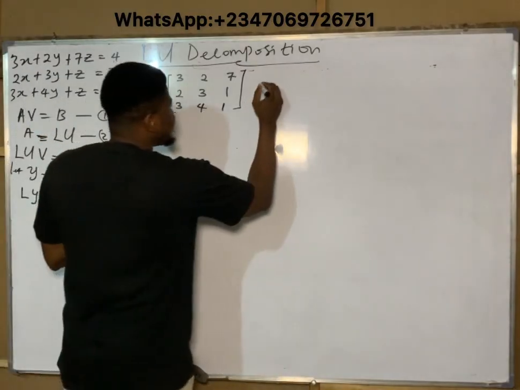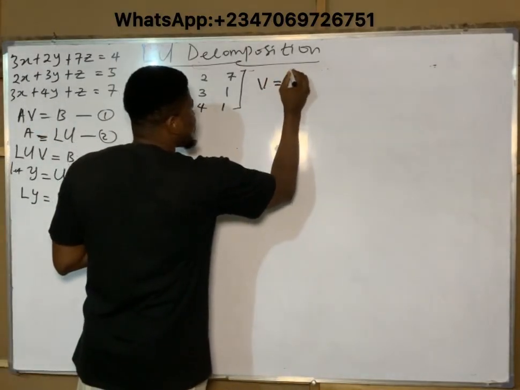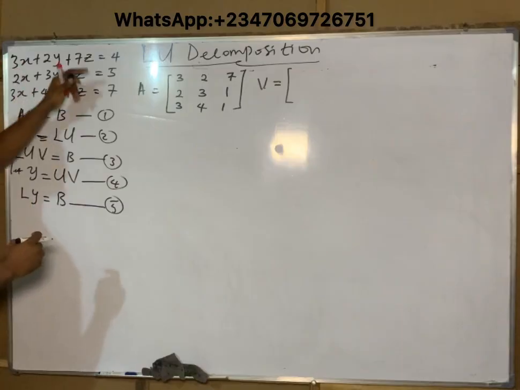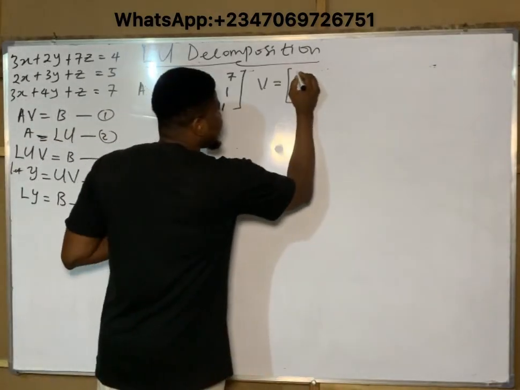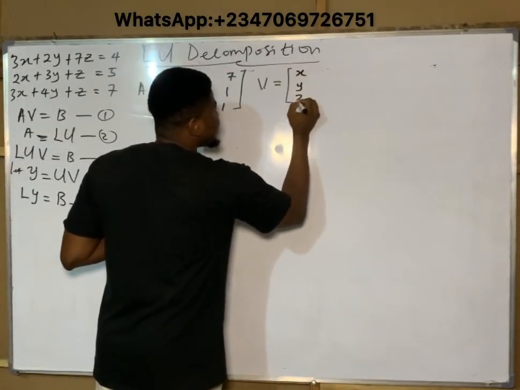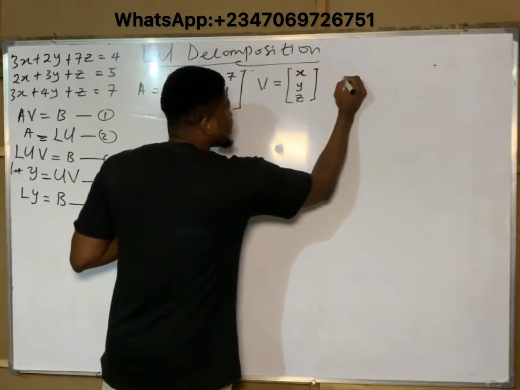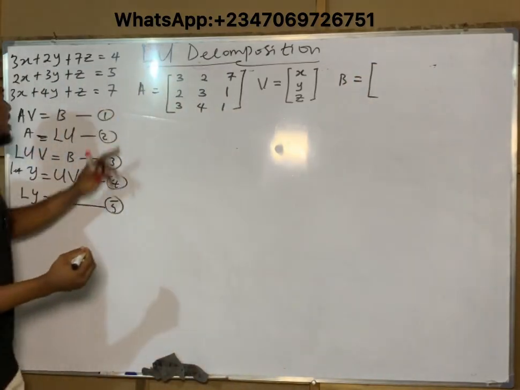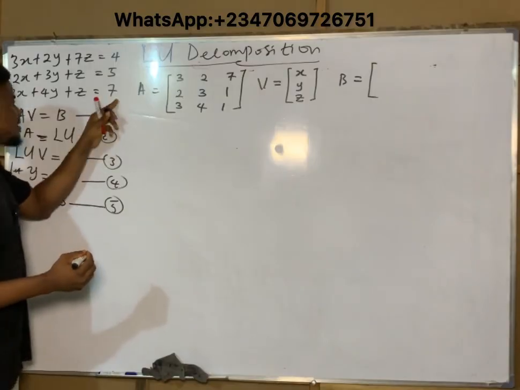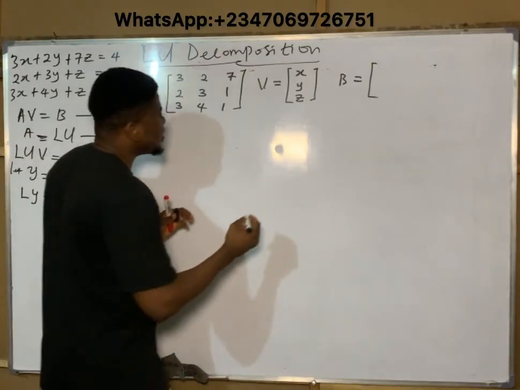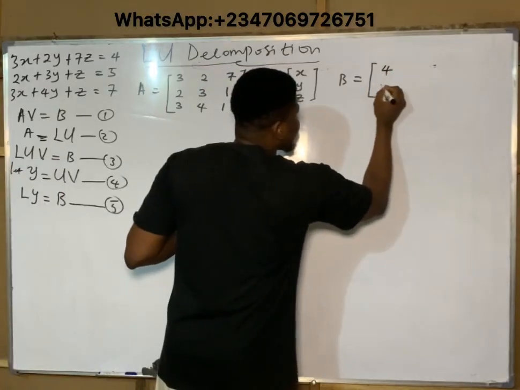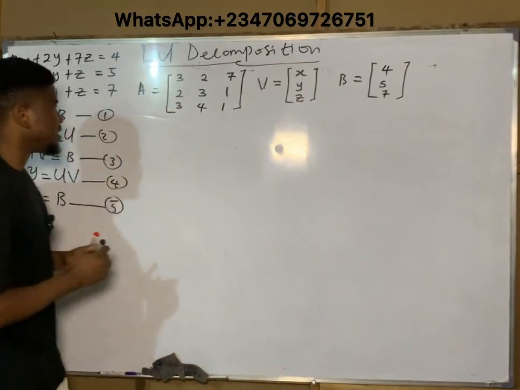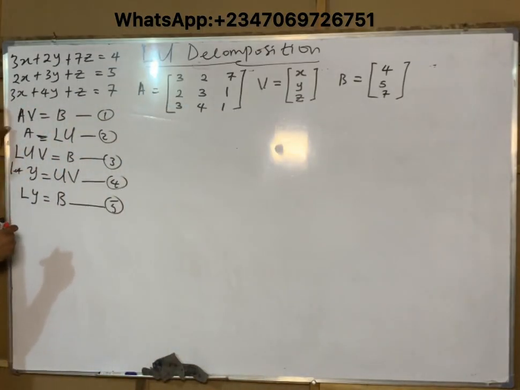Next is the variable matrix V. This is going to be equal to what we are looking for. These are the variables or the unknowns, x, y, and z. So the variable matrix is x, y, and z. Finally, our constant matrix B represents the constants 4, 5, and 7. So we have 4, 5, 7. This is our constant matrix B. So that's the first step. We've broken this down now.